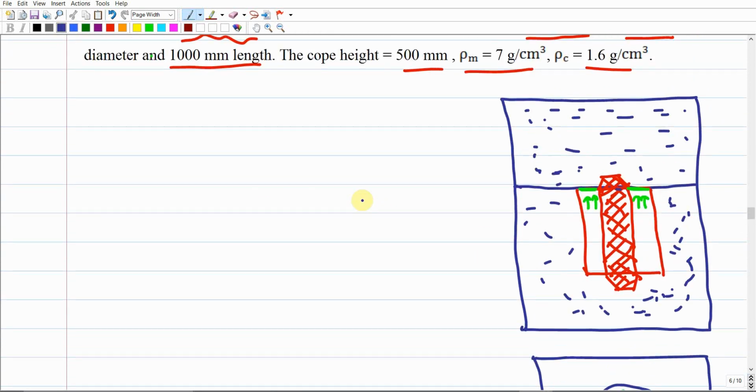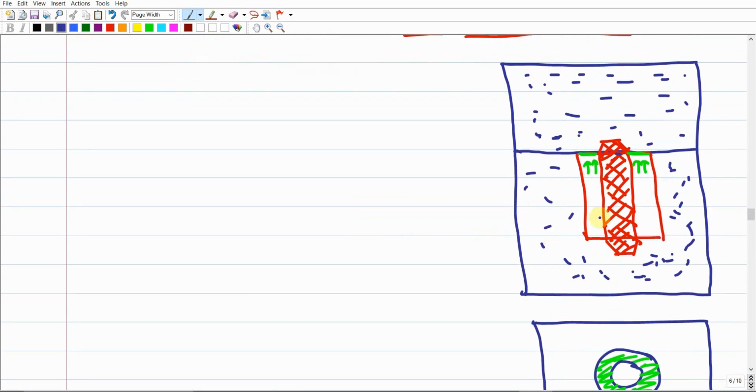So simply for the buoyancy force, there is no pushing over the core. The core here doesn't work. I mean, there is no pushing acting on the core, so there is no additional buoyancy force coming through the core. The only buoyancy force comes directly from the metal acting on the cube, and the cube height is already given as 500 millimeters.